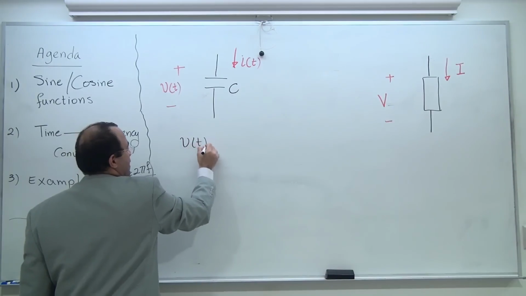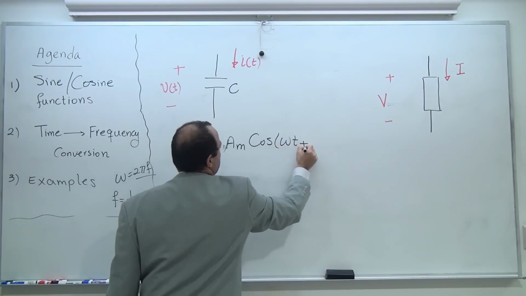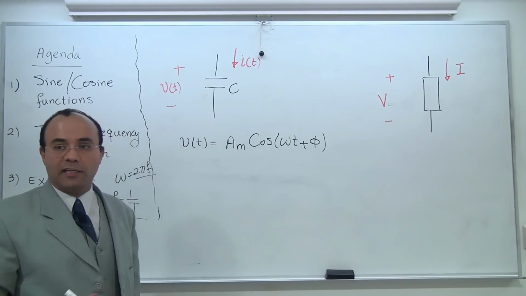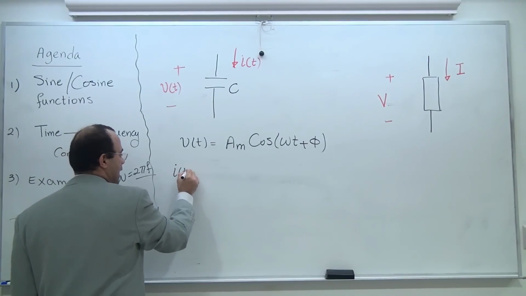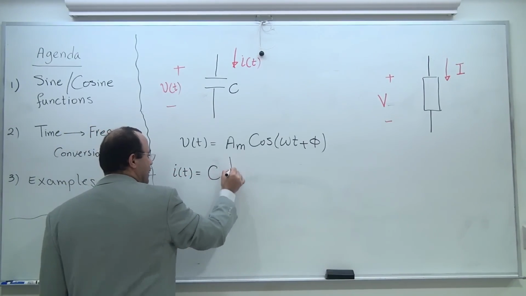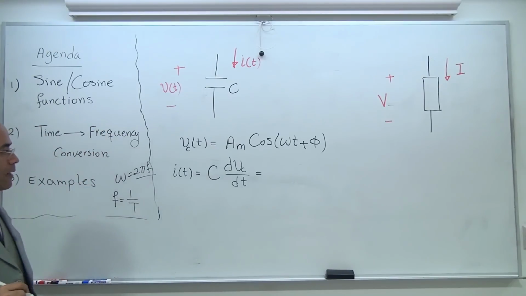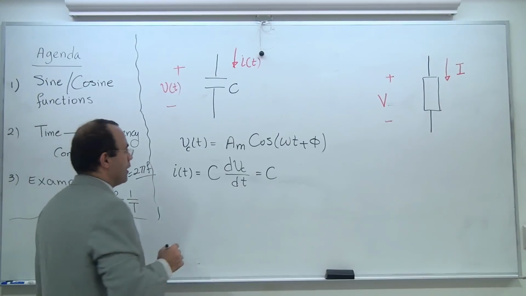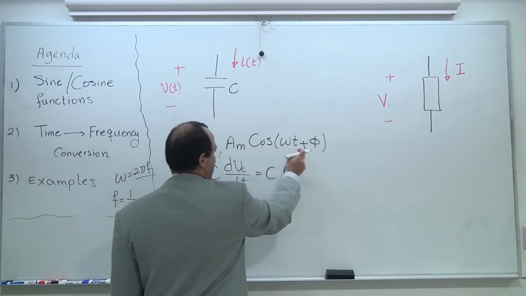If my V of t is equal to Am cosine omega t plus phi, okay? According to the component law in time domain, how is my I of t? I of t, according to the component law, is C dVc/dt. That's my Vc. It means take the derivative of this in time domain. Now, Am is constant and also positive, no harm. Cosine omega t plus phi.